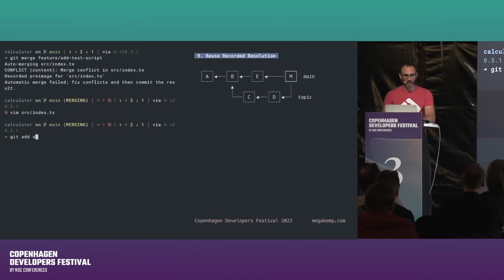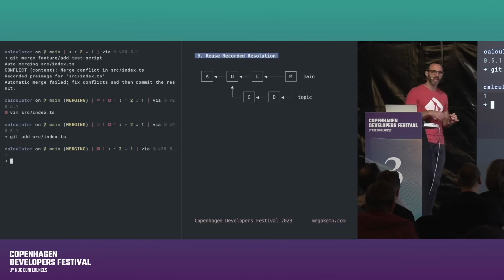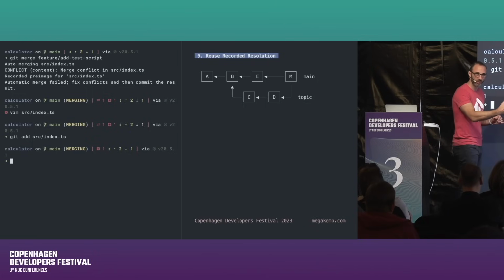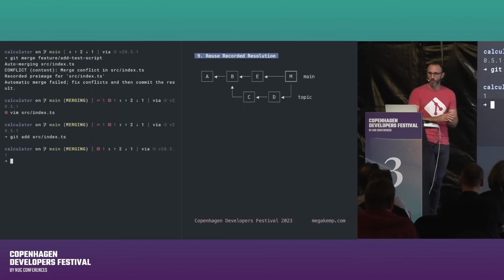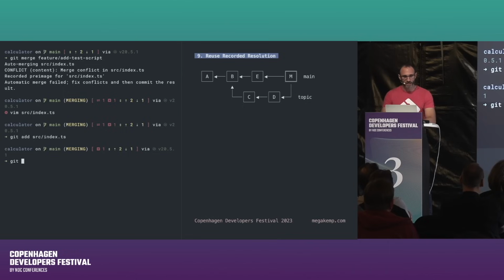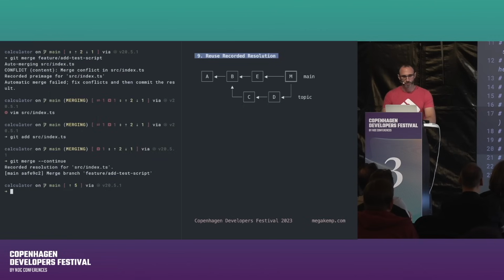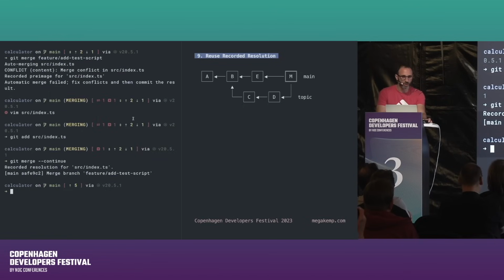So now we add this to the index. We stage it, which is telling Git that, yes, I have resolved the conflict. This version that I've staged is the resolved one. And then I can say git merge --continue. Bam. Now I have resolved the conflict, and notice here: recorded resolution for this file.